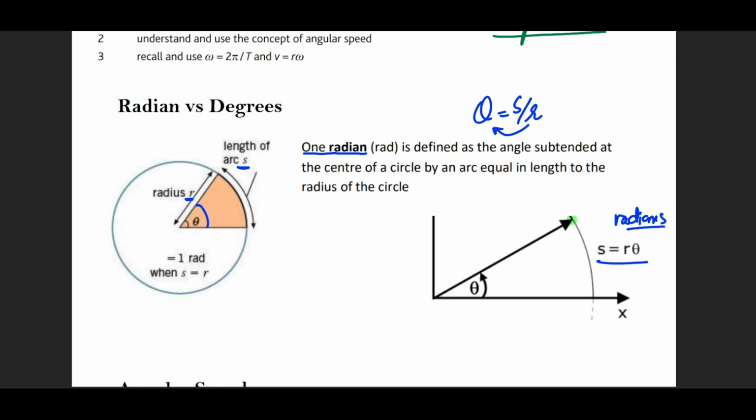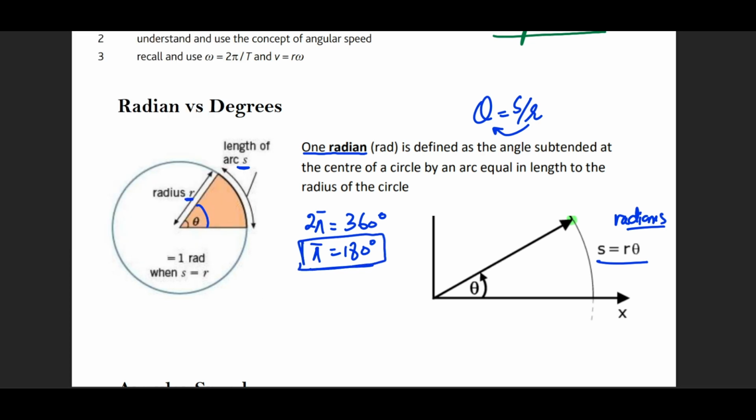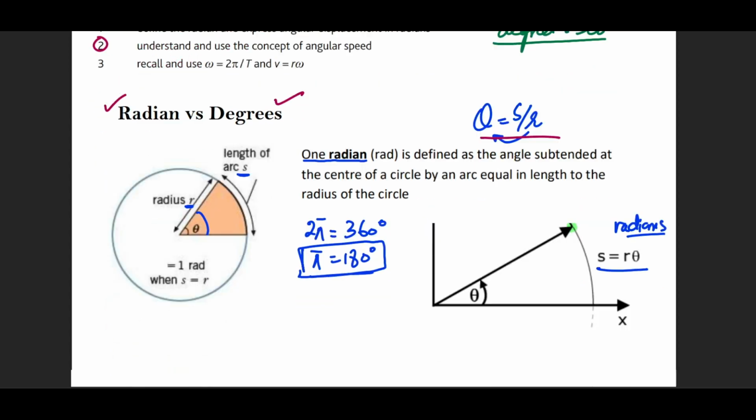From this point onwards, we realize that the complete cycle of this system comes down to 2 pi, right? And 2 pi represents 360 degrees, and pi becomes equal to 180 degrees. This is the unit of conversion that we use between radians and degrees to convert them with one another. So we understand what radians and degrees are, and we understand this formula as well. Then we have the concept of angular speed. Now this is new. Topic number 2 is new.